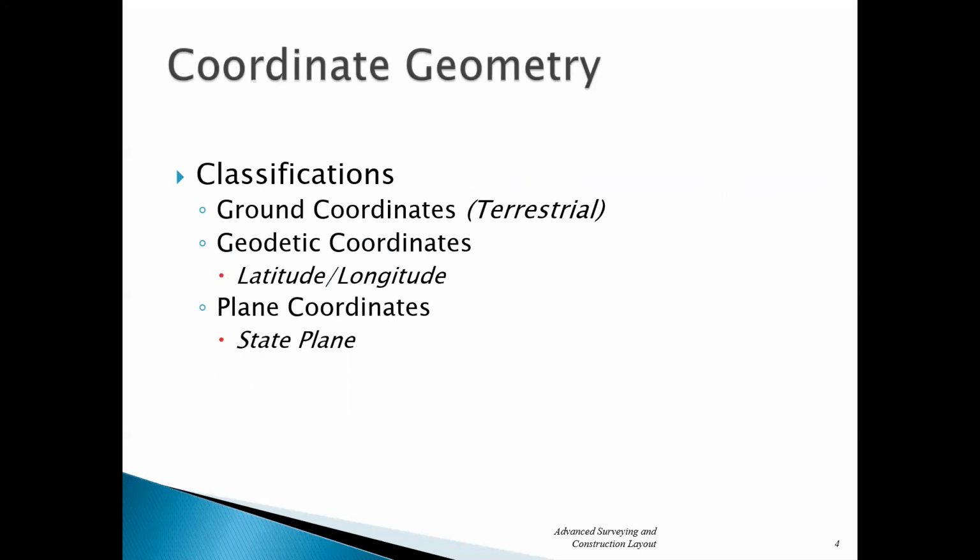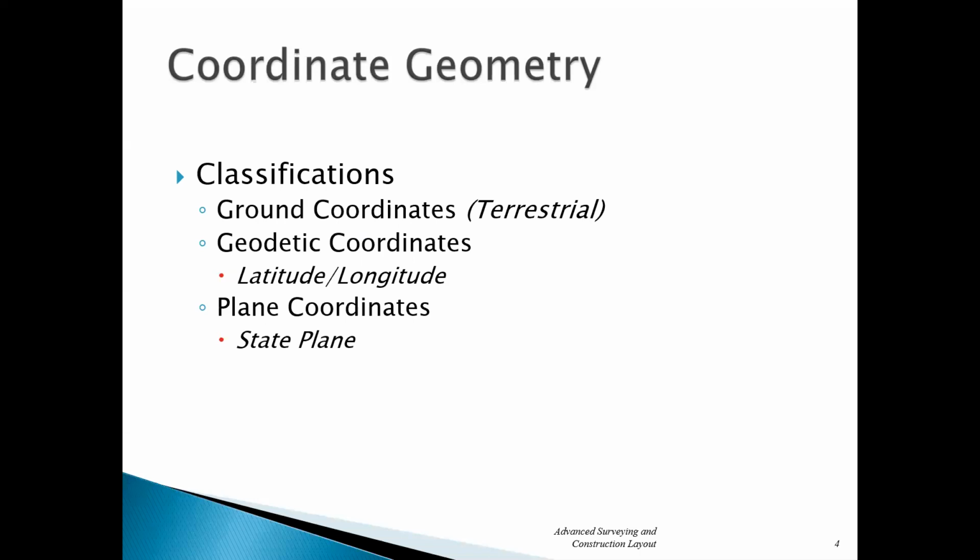Okay, so let's talk about coordinates a little bit. We can classify these as different types of coordinates. You have ground coordinates, or what I would refer to as terrestrial coordinates, and geodetic coordinates, which typically talks about the concept of latitude and longitude. Those are usually very high precision. And then you have what are called planar coordinates or plane coordinates, and one high level subset of that is state plane.